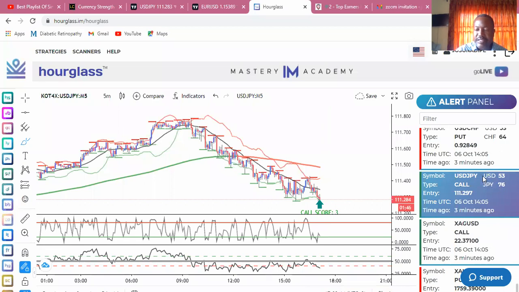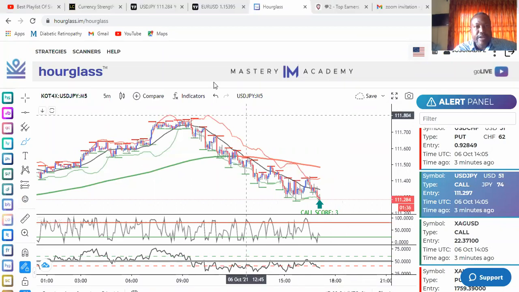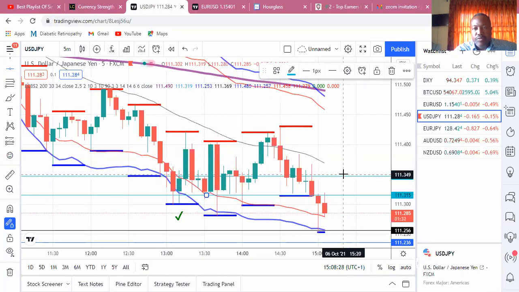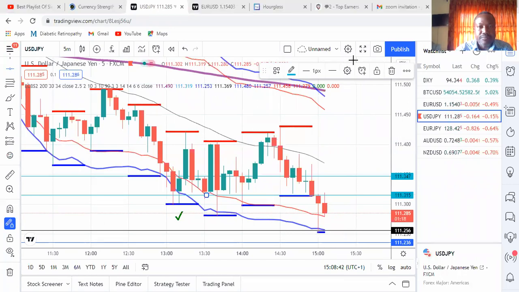JPY is stronger than USD, so you are looking for a downward movement or downward momentum. That can be a good one, so I'm going to give you that as an assignment. You can post it to me. On USD JPY, look at the 347 area. If everything aligns, you can take it, set your alarm, and let me know what happens.